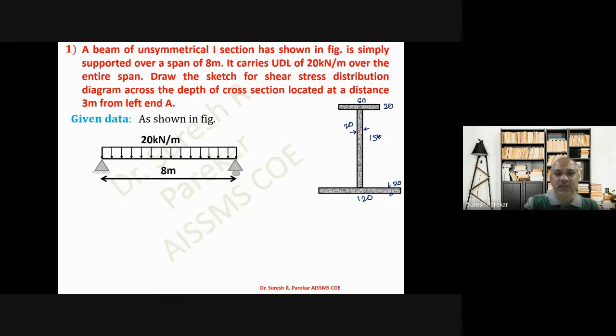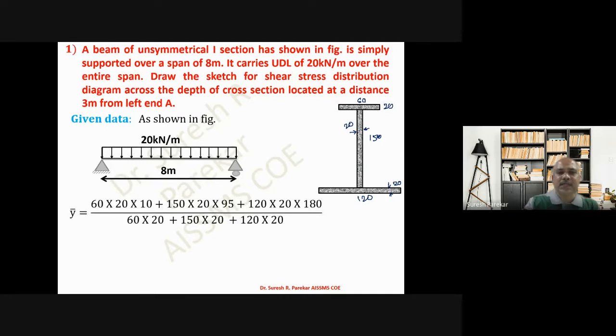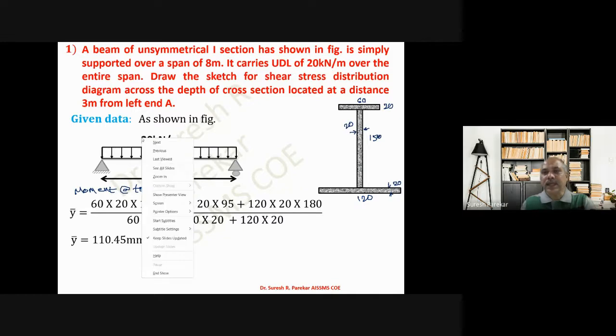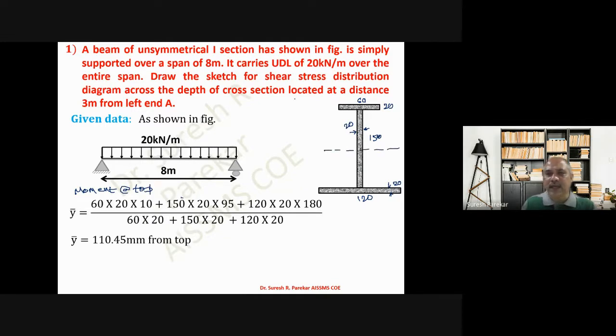So we have this as 28, and from this we have to find out shear force actually. First we will find Y bar. So we are taking moment about top, and taking moment about top, we are going to get this Y bar that is equal to 110.45 millimeter from top. So we have Y bar in this that is from top, and this value we have somewhere here, 110.45 from top.